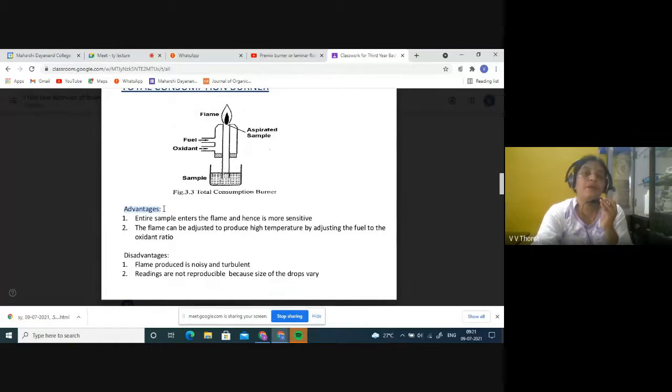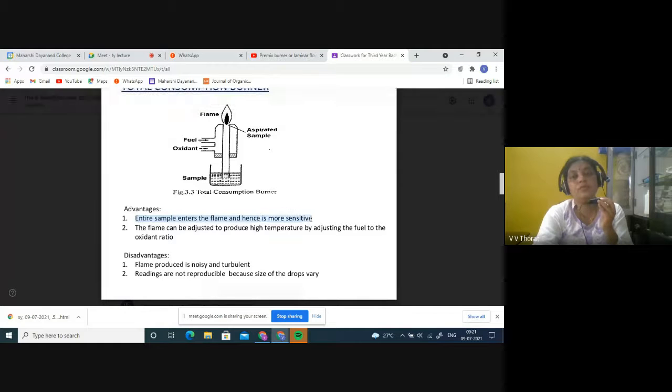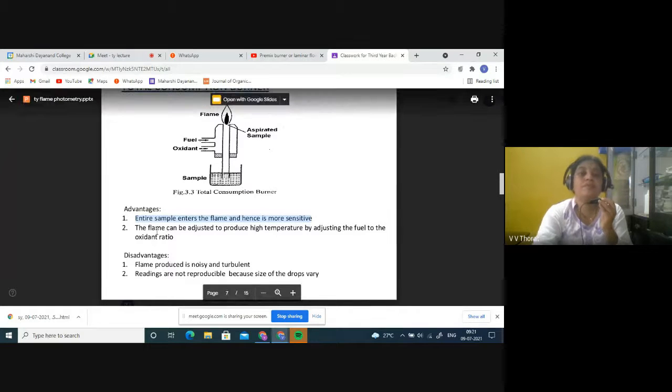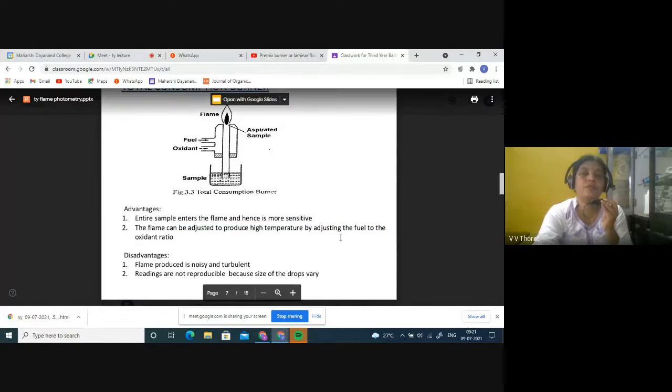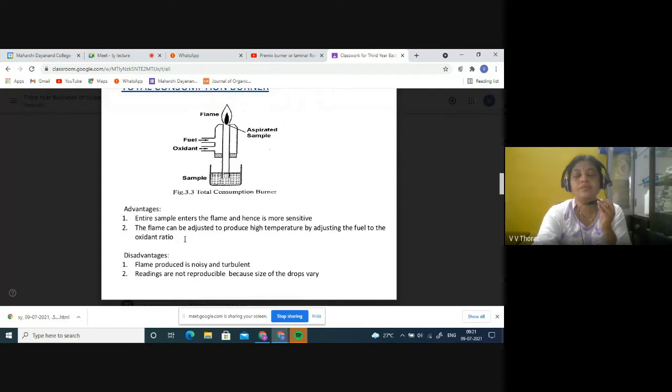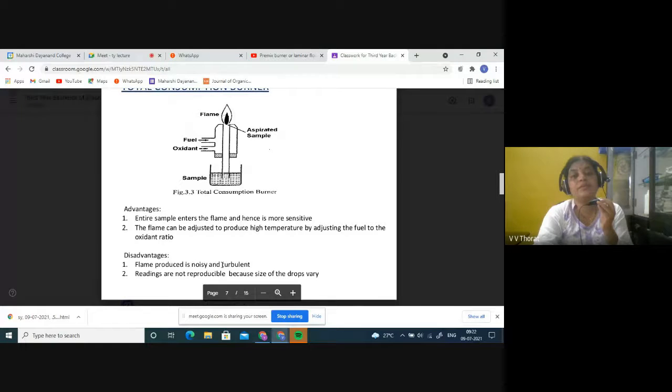Then you have advantages. Please, you should do the advantages. It is more sensitive. The flame temperature can be adjusted by adjusting the fuel to the oxidant ratio. See, it is difficult to remember all things, but somehow you need to remember. What are the disadvantages? The flame is noisy and turbulent.